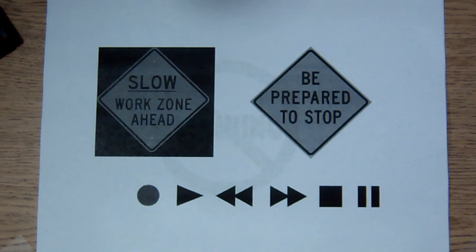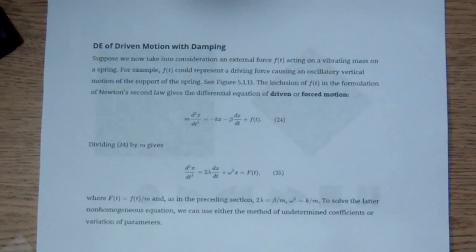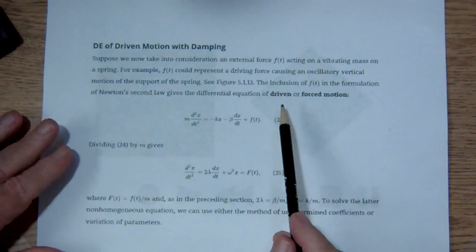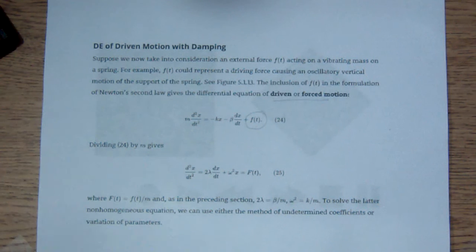We're continuing to make this more and more realistic. Last time we introduced having dampening. And now what we're going to do is talk about a differential equation where we have a driven or forced motion. That means we're adding an f of t that is representing a driving force.